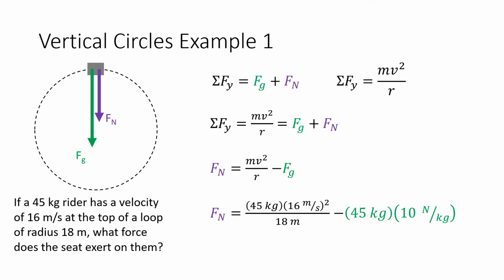And then if I substitute in all those numbers, mass of 45, a speed of 16, radius of 18, and then g, round that off to 10 newtons per kilogram, then I get a normal force in this case of 190 newtons. So notice that that is smaller than the weight of our riders, and so they don't feel as large a force pushing from the seat on them as they normally would if they were just sitting on the seat at rest.